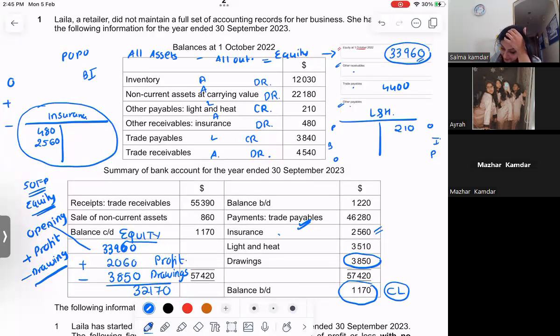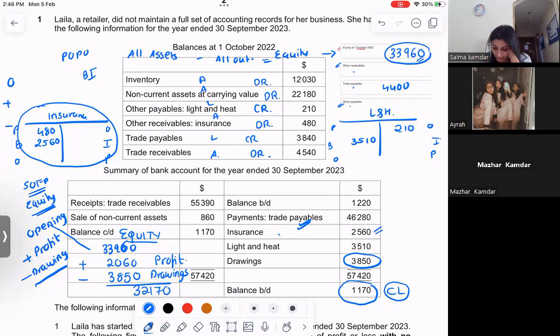I don't know, so is it other receivables or payables? I'm just doing the T-account. Okay. So 2,560 is paid for insurance, and 3,510 is paid for light and heating.